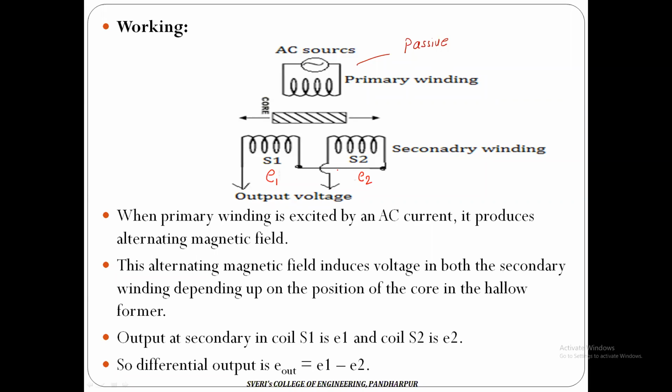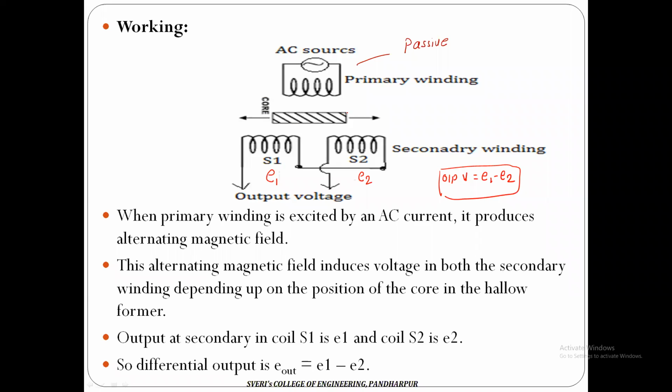And as we know that these two secondary coils are connected in series but in opposite ends, so the resultant output voltage becomes E1 minus E2. Why have I not added these two voltages, though they are connected in series? Because here the two inductive coils are connected in series but in opposite ends, so the output voltage becomes E1 minus E2.